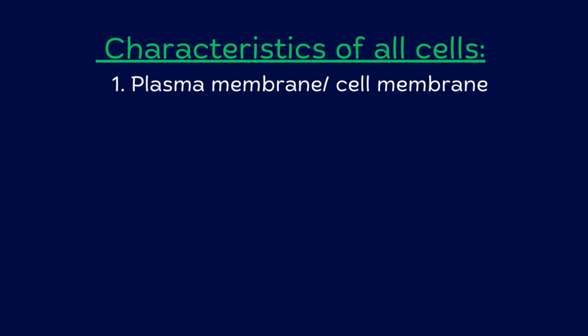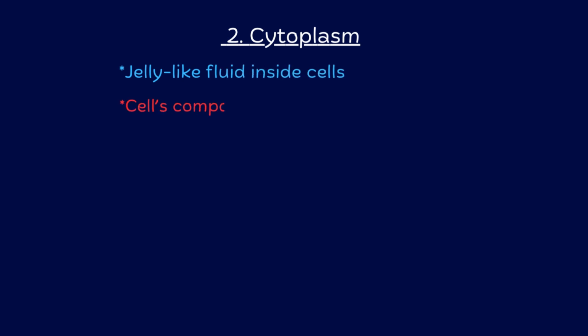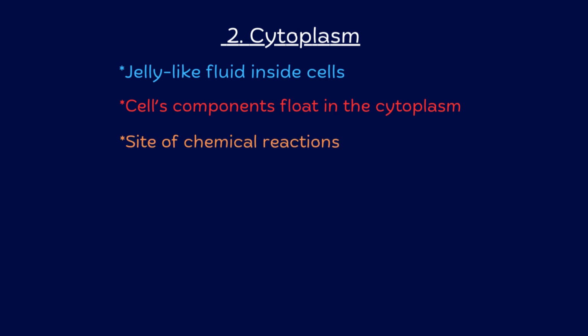First, every cell has a plasma membrane, also called the cell membrane. This is the outer covering of the cell. It separates the inside of the cell from the outside environment, keeping the cell's contents protected and organized. Next is the cytoplasm. This is a jelly-like fluid found inside the cell. All the cell's components float in the cytoplasm, and many important chemical reactions happen here.